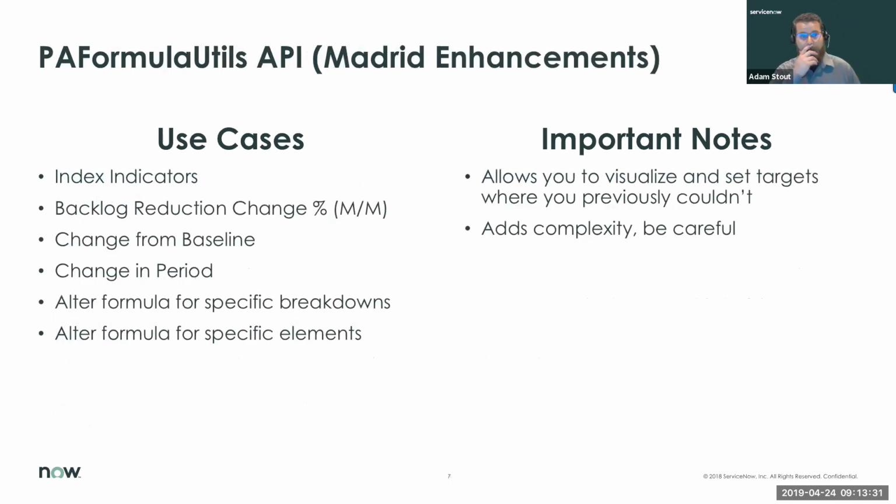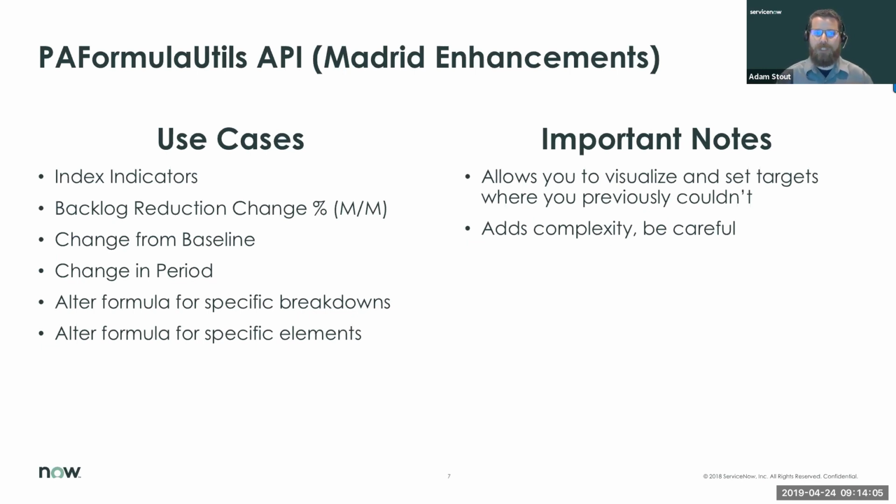And then the last section that we have are the new enhancements to Madrid. There is a new library called PA Formula Utils. If you go look at the docs, you'll see more examples of these things. Just at a high level, it allows us to have a lot more interaction. What this is used for is index indicators. We've done these in the past. There's been a lab at Knowledge on these. I think there are some posts about how to do it. I believe it is PA 201 or 202. We're going to do it again.